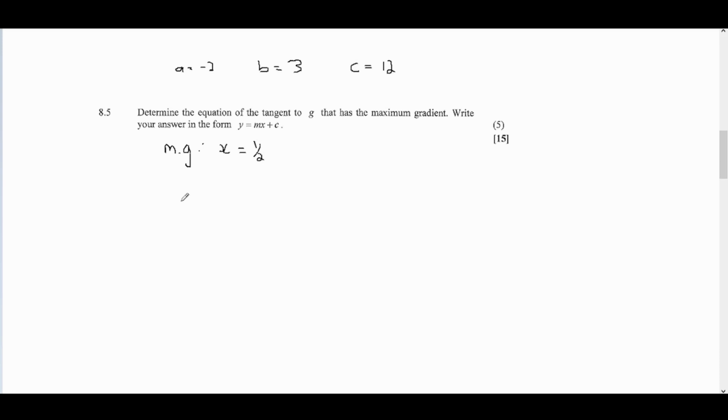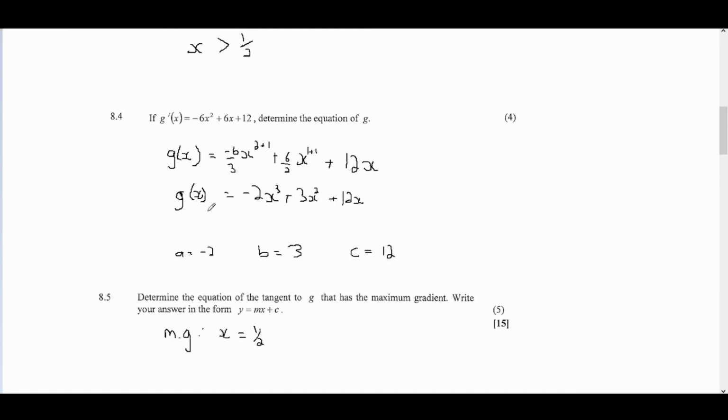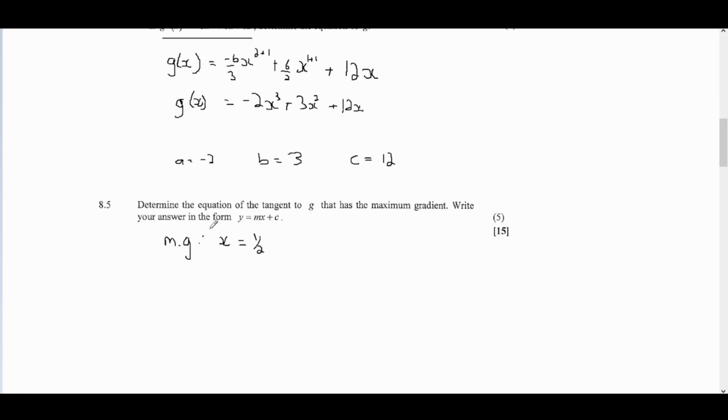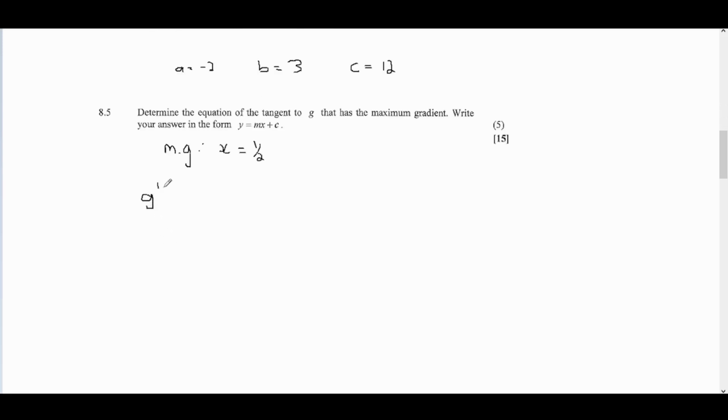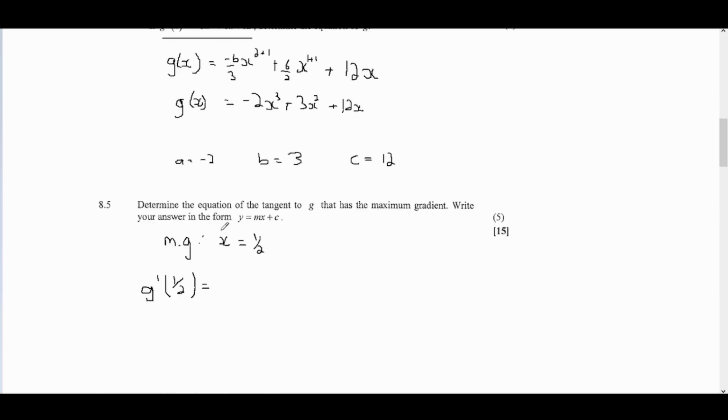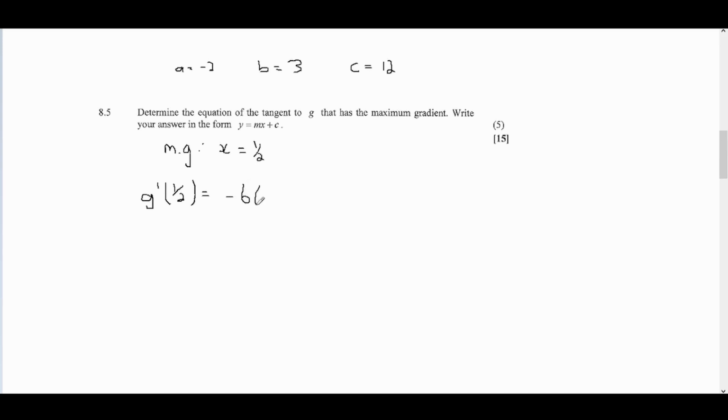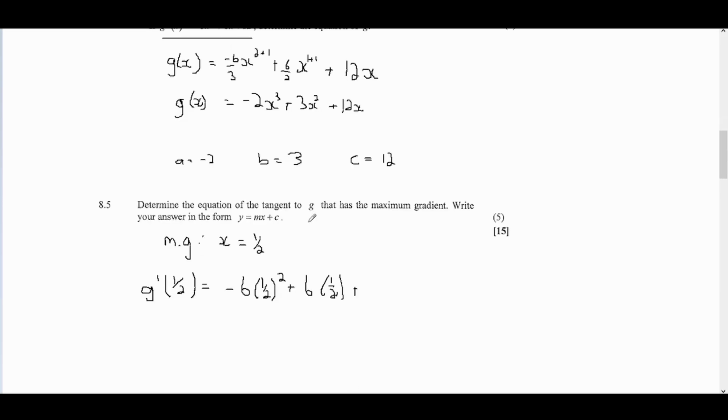So what we'll do is we'll take this and substitute it into our formula of our first derivative, which is this over here. So we'll say that g prime of a half is equal to minus 6 of a half squared plus 6 of a half multiplied by half plus 12.